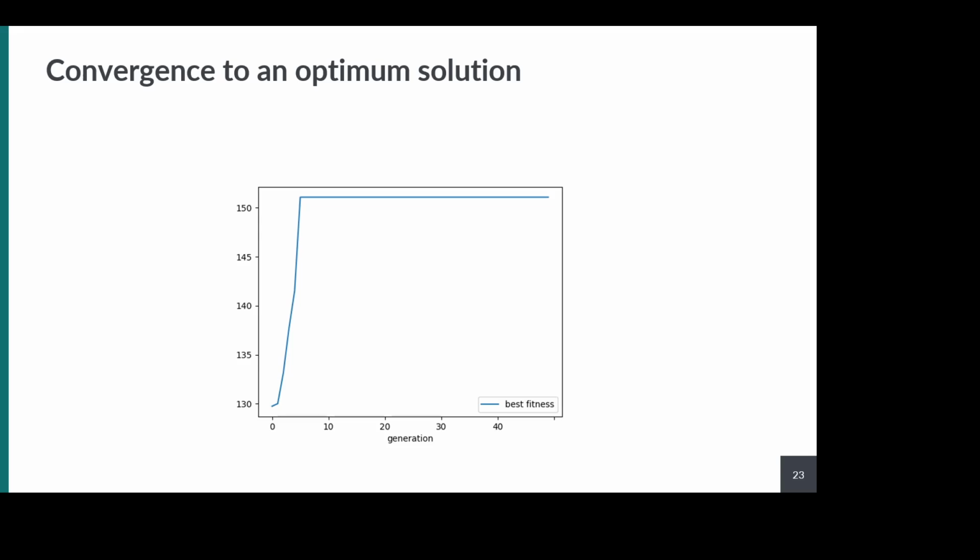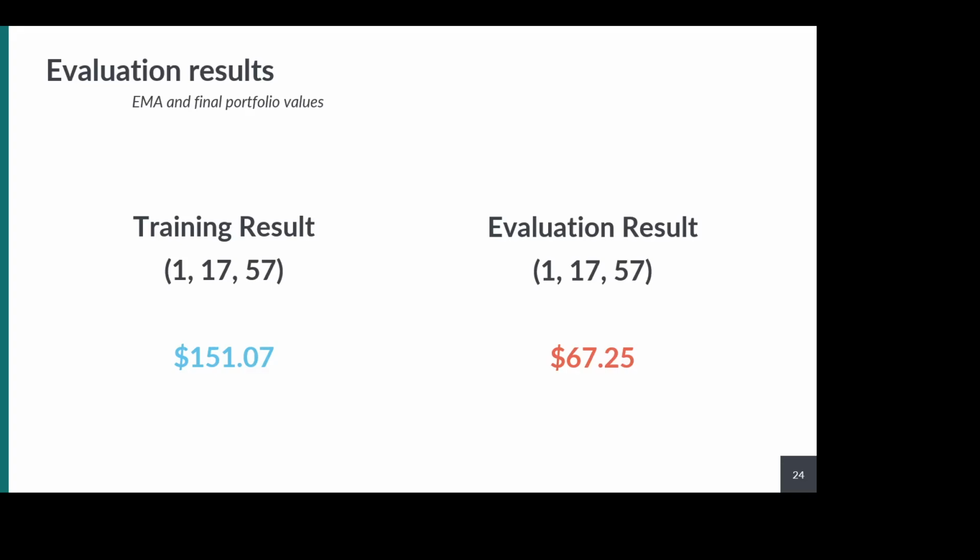When we look at the evaluation of these techniques, we see this in greater detail, where the training results, which is given by those 3 EMAs, gives us a profit of $151, or a final portfolio value, which is roughly 50% return on our investment. In contrast, the evaluation result, which is on the second 12 months, only returns $67, which is a decrease of around 30% of our initial investment.